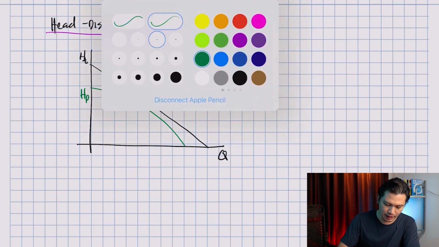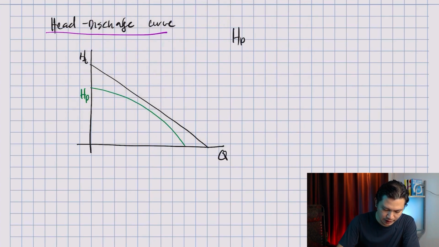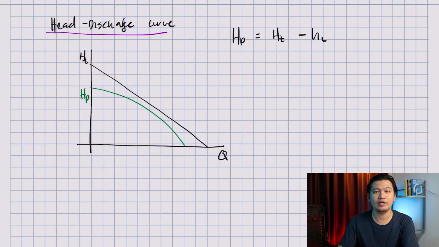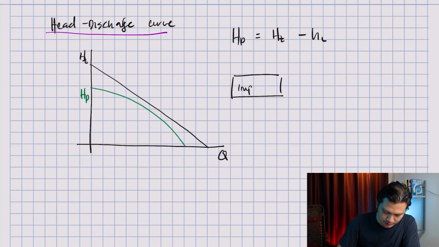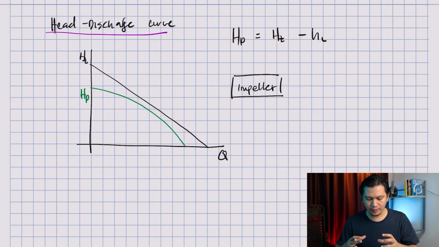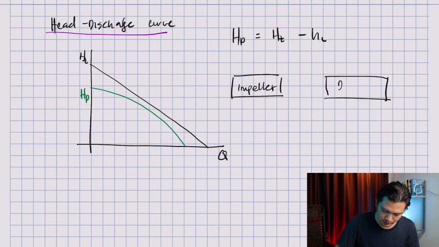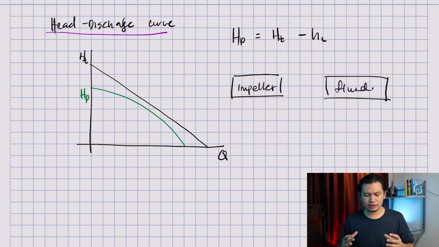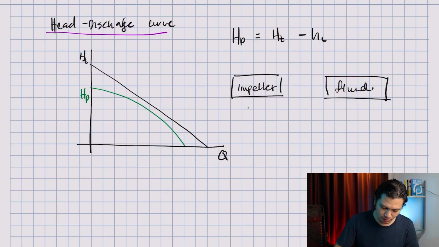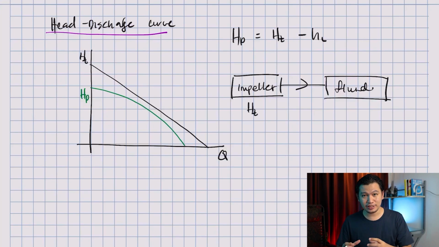And the actual head, how it relates to the theoretical head, is that the actual head, HP, is equal to the theoretical head minus the head loss. So if I draw an illustration here, if you have the impeller here, and the impeller is transferring the energy to the fluid, and this is the fluid, the theoretical head at the impeller is called HT. And when the energy is transferred to the fluid, there are some losses there, which is HL. So when the energy reaches the fluid, the actual head is now HP.